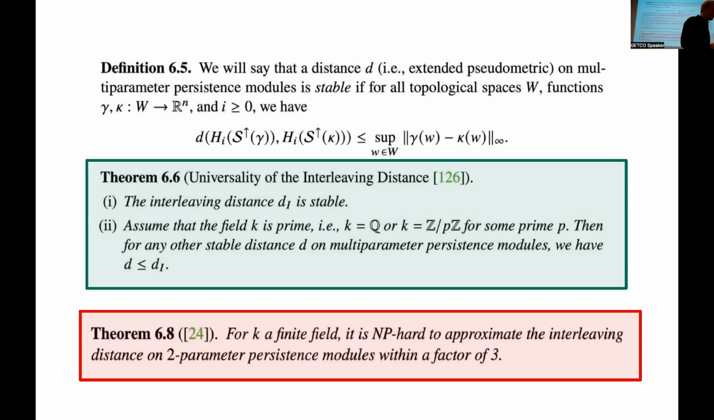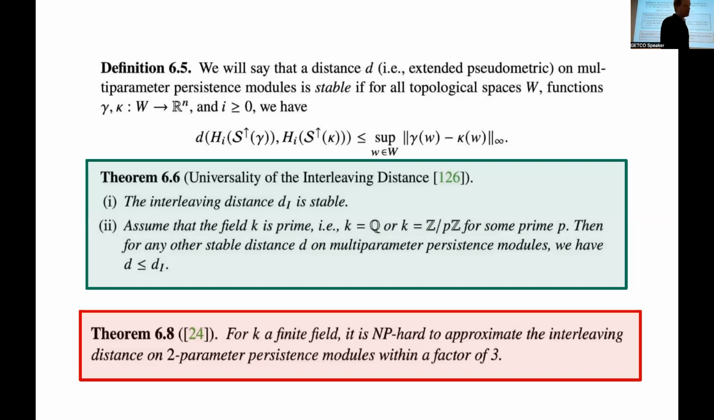And the first thing you prove is that the interleaving distance is stable. And that's kind of trivial, it's just from the definitions. But then here's something that's highly non-trivial. If you assume that the field is prime, so that means that it's like Z mod p, then it's the most discriminative distance on multiparameter persistence modules. If you pick any other distance that satisfies this condition of stability, then it's going to be smaller or equal to the interleaving distance, which is a pretty nice statement.